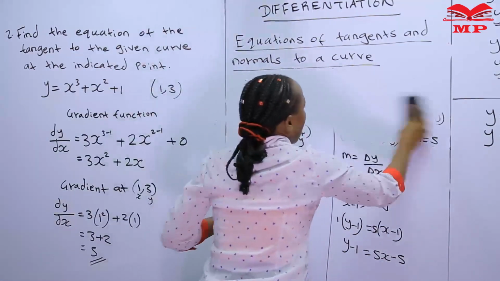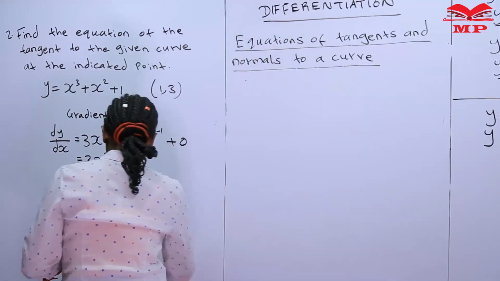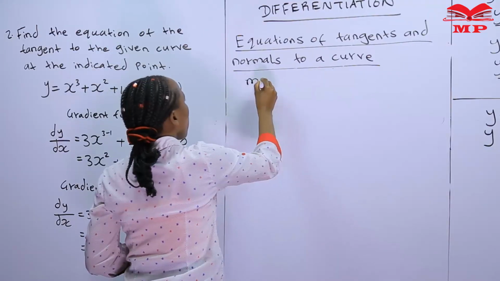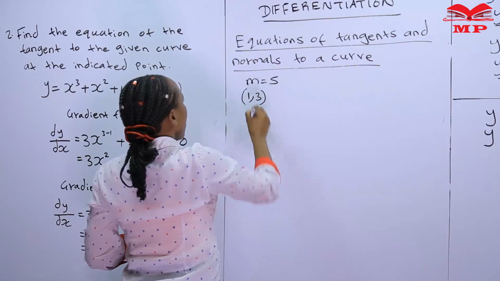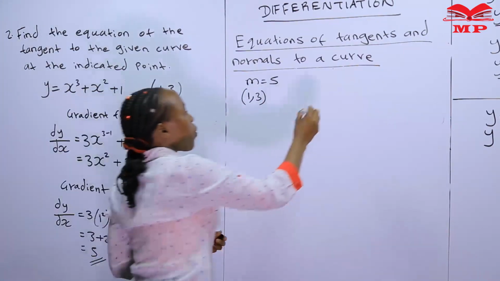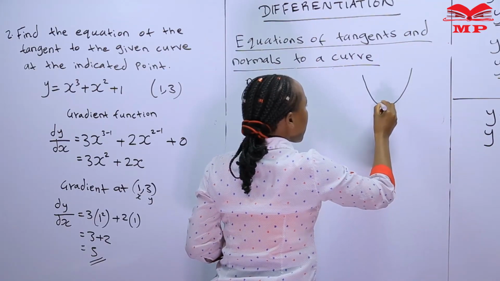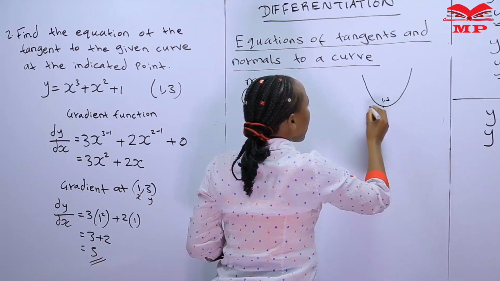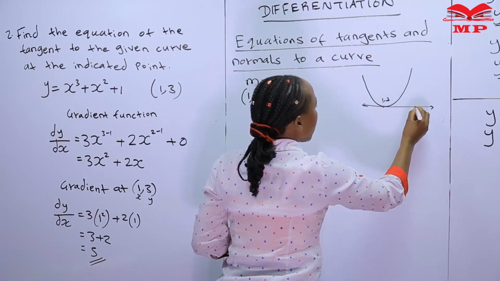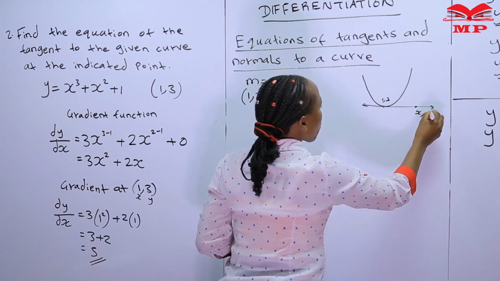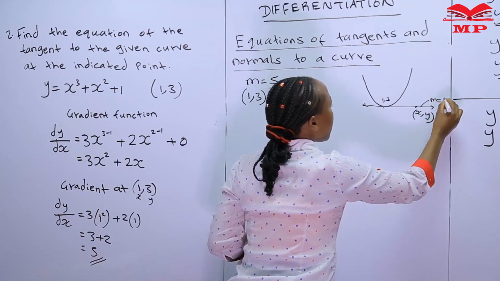So when we have our gradient, now we can calculate the equation of the tangent. So we have the gradient m, which is 5, and we have the point 1, 3. We also get another imaginary point, because we have said that when we have the point, let's say the point is here and it is 1, 3, and we have the tangent, we also need to get another point. We can call this point x, y. And we know that the gradient of this tangent is 5.